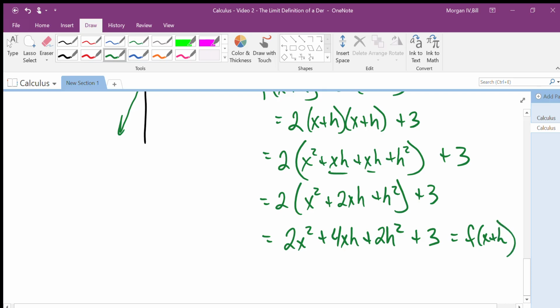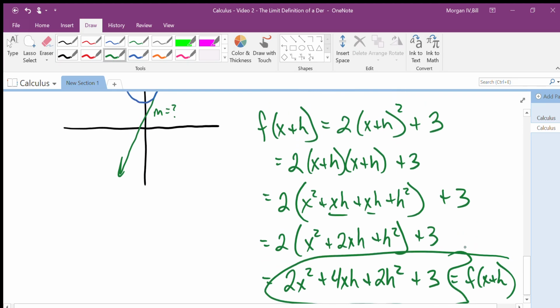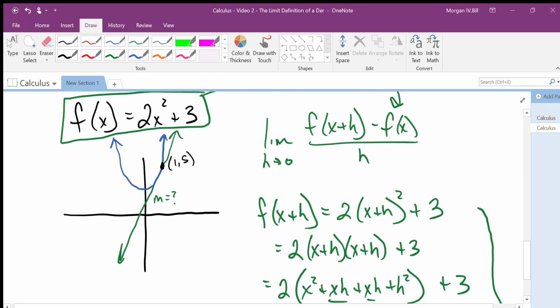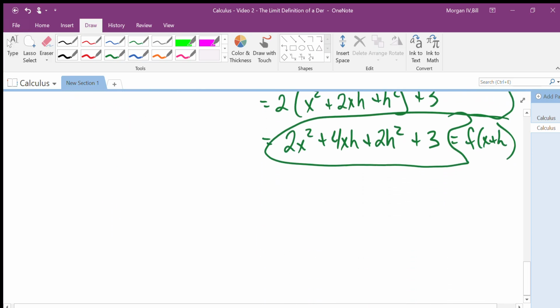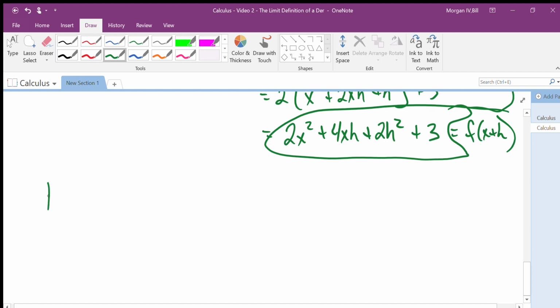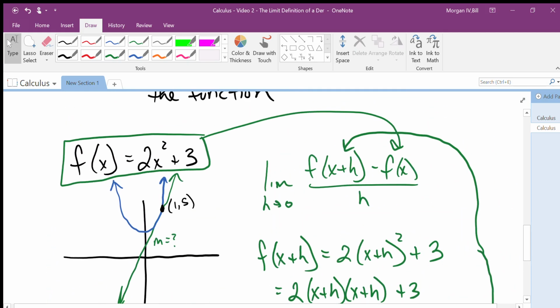So this whole thing gets plugged in right there into the f of x plus h. So it's going to look like this. It's long, and you'll get used to this. We have the limit as h goes to 0 of f of x plus h, which is 2x squared plus 4xh plus 2h squared plus 3, minus, and I like to put this in parentheses here, the entire f of x function, which was our original 2x squared plus 3.